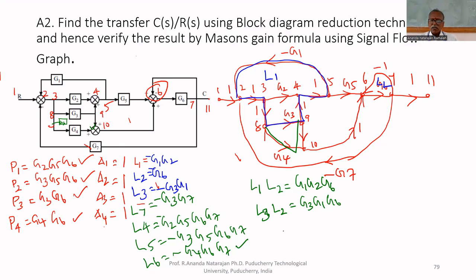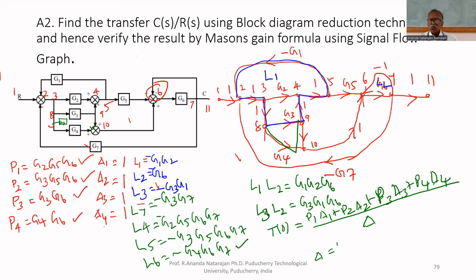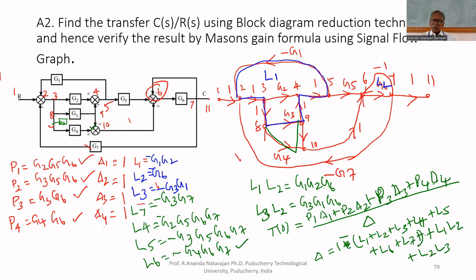We got, therefore, the transfer function is P1 delta 1 plus P2 delta 2 plus P3 delta 3 plus P4 delta 4 upon delta, where delta equals 1 minus (L1 plus L2 plus L3 plus L4 plus L5 plus L6 plus L7) plus L1 L2 plus L2 L3. That's all. I finished.